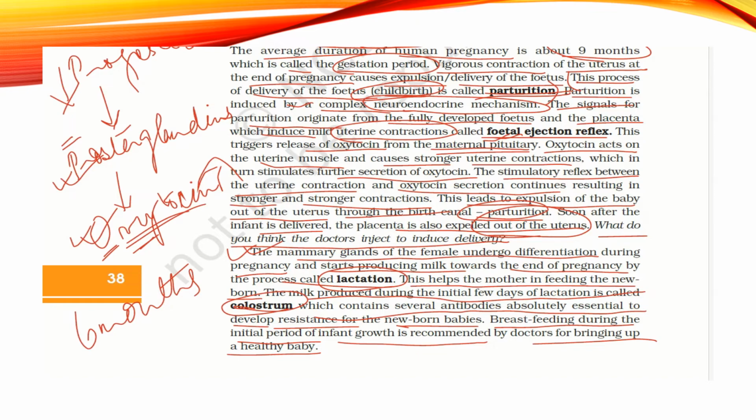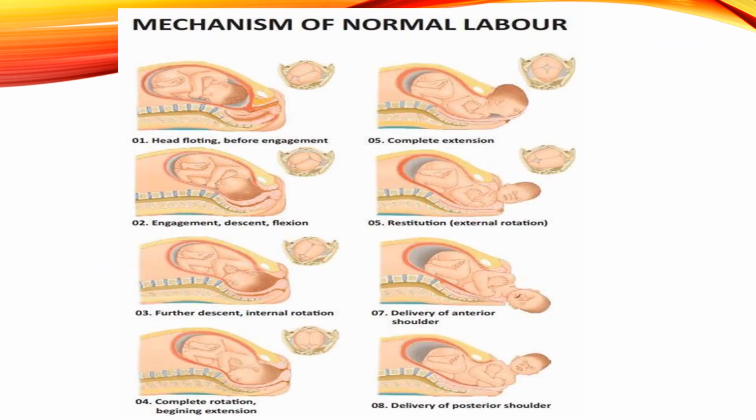Okay, so this is all for parturition and lactation. In the next slide, I'll show you how the process is happening in a picture of parturition. So let us see that. So here you can see the mechanism of a normal labor. It is not being induced. So what is happening here?